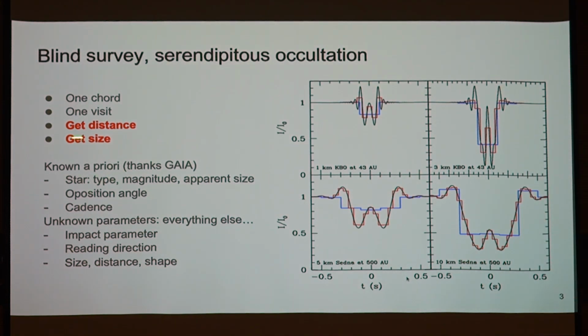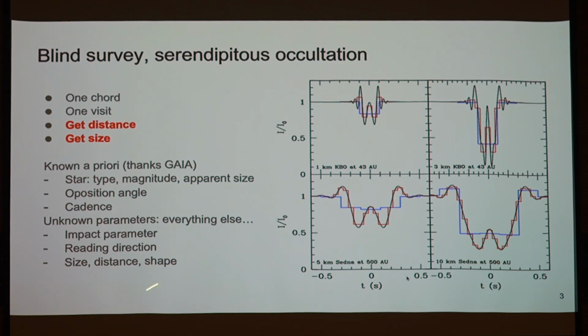What we know a priori is the star type, magnitude, apparent size, the opposition angle, the cadence of the observation, but we don't know everything else: impact parameters, velocity directions, size, distance, and shape. But shape can influence the results of the distance and size, and that's why I'm talking about it now. So we started this work in 2019, I think we published it, but Matt convinced me to give a talk related to it because I haven't finished the final pipeline. So it's like a pressure thing to finish that. It's almost done.